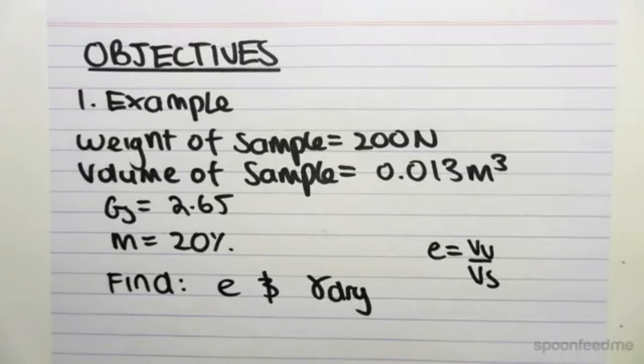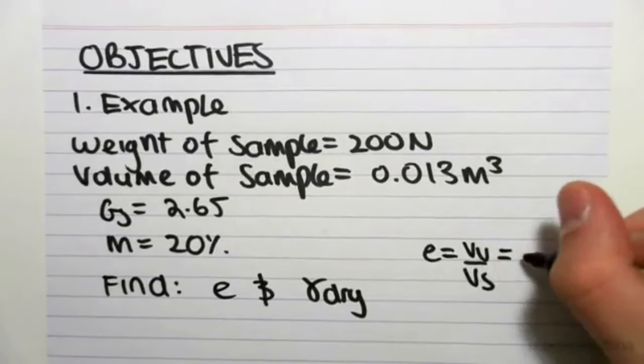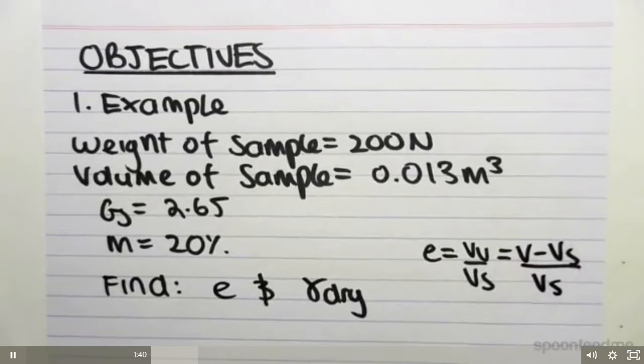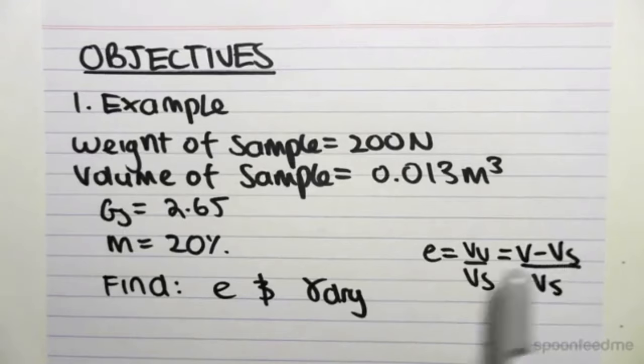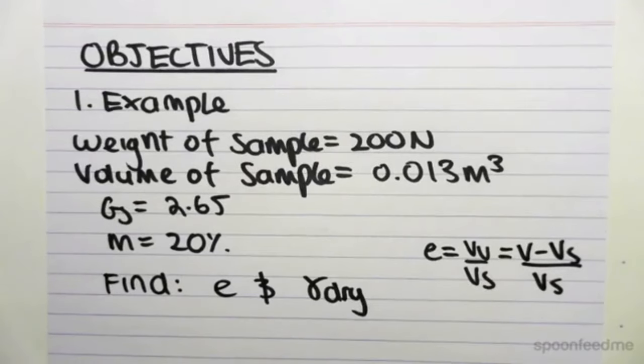And we also know that the void ratio is equal to the total volume minus the volume of the solids, over the volume of the solids. So in other words, if we can find just the volume of our solid, we've been given the total volume, we want to be able to find the volume just of the solid. That's going to help us a lot.